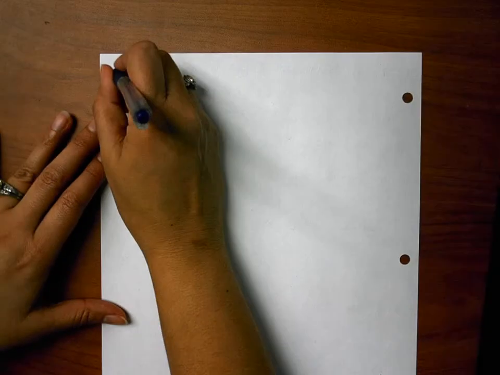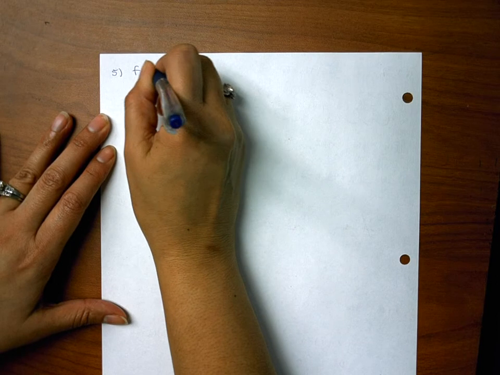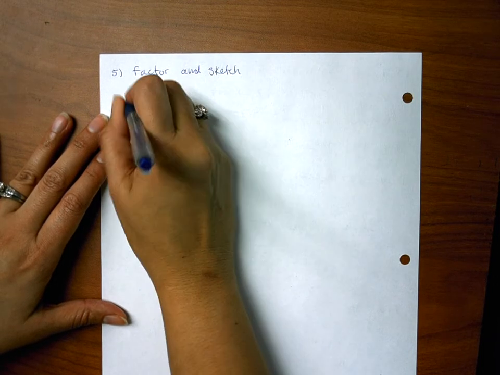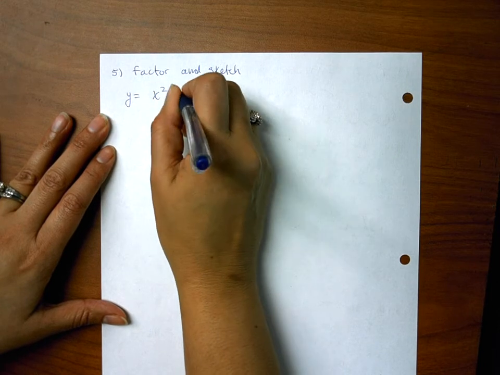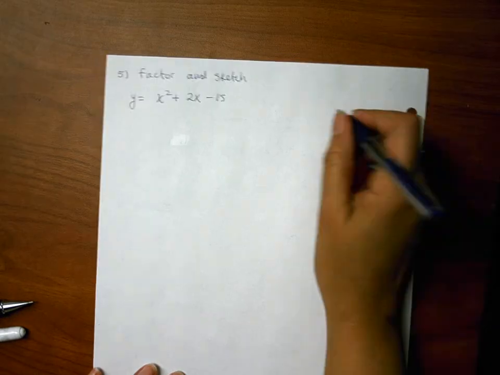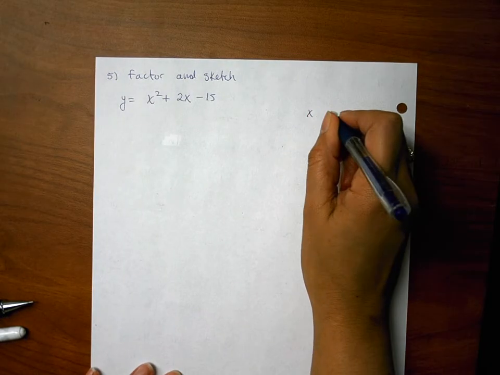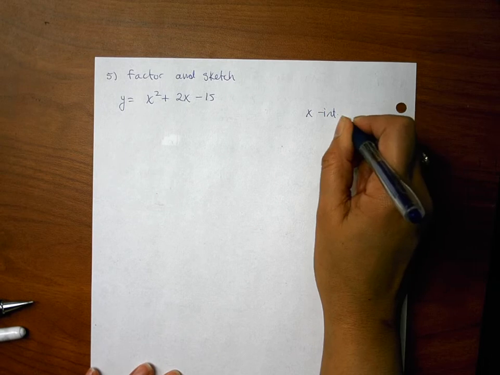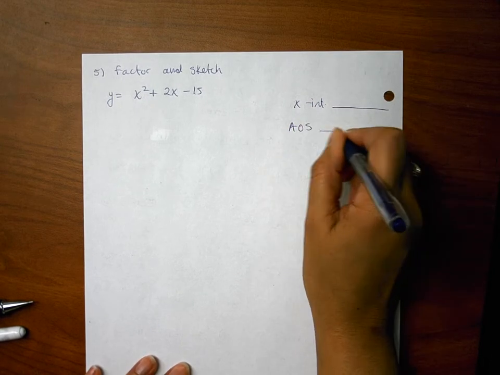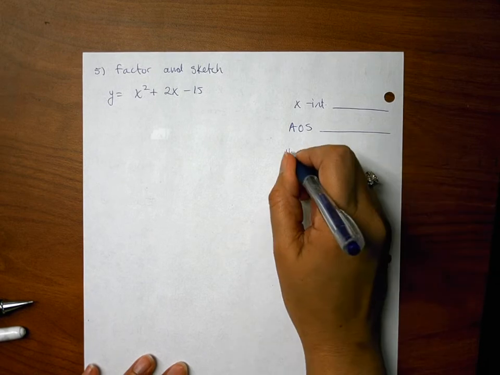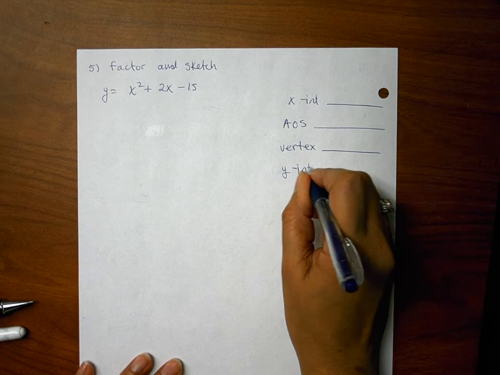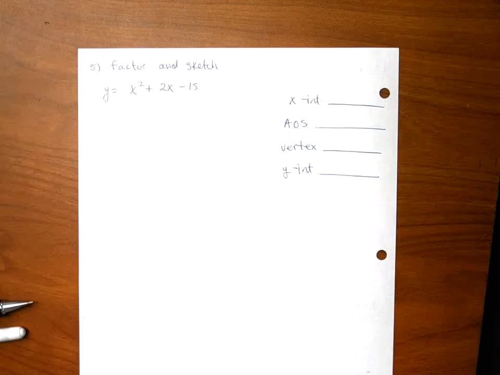Number 5, we are going to factor and sketch. Y equals x squared plus 2x minus 15, and we are going to find on this side the x-intercepts, the AOS, remember AOS stands for axis of symmetry. We're going to find the vertex. We are going to also find the y-intercepts, and we are going to sketch.